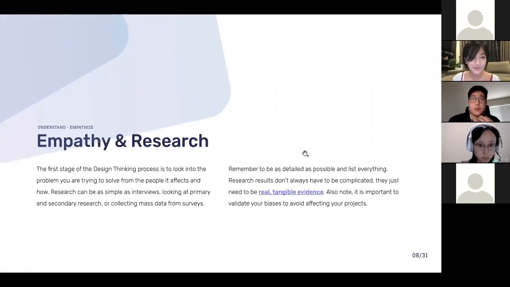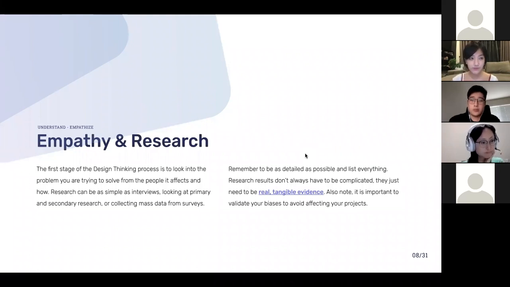So the process always begins with understanding the problem as well as the people it affects and how it affects them. Keep in mind, we want to consult with subject matter experts, so that we can see firsthand what the major areas of concern are, what's been implemented, and what's had the most or least amount of impact.